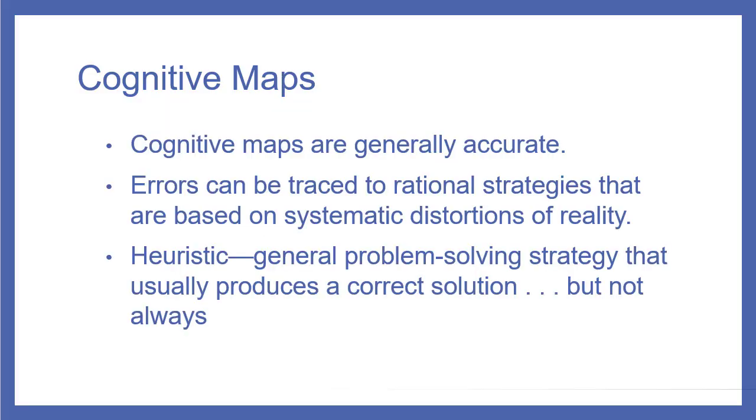The good news is that cognitive maps are generally accurate based on research. Usually, the errors that we have are based on our rational strategies that are based on the distortions of reality. So if we're just not sure how far something is, or we can't recall if we turn left to get somewhere, that's where the error is going to happen.